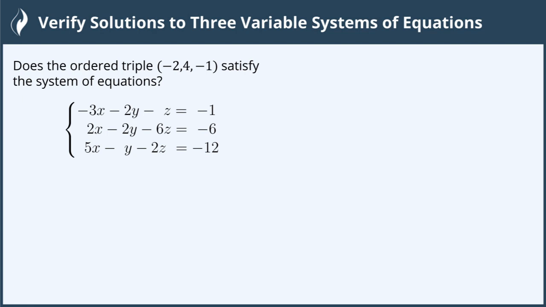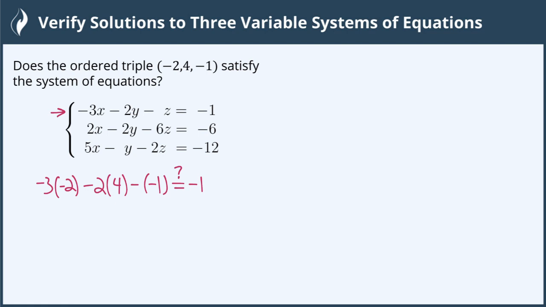So let's start by plugging it in to the first equation. -3x is now -3 times -2. Then we have -2 times y, and the y is 4. Then we have minus z, and we were told the z is -1. We want to know, does that equal -1? We don't rearrange anything in these equations. All we're doing is simplifying the left side to see if it matches the right side.